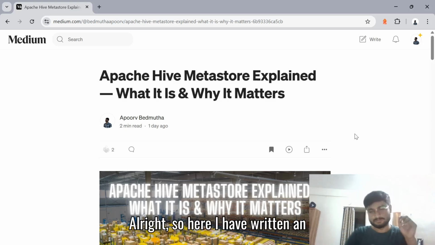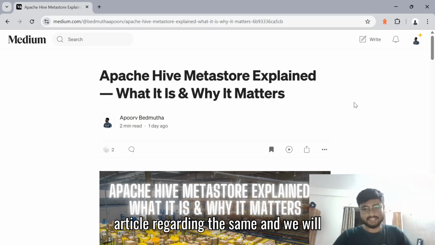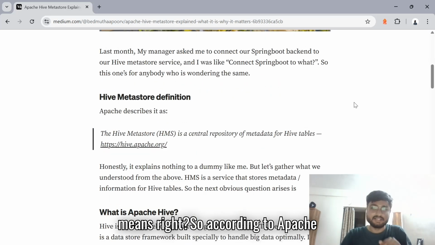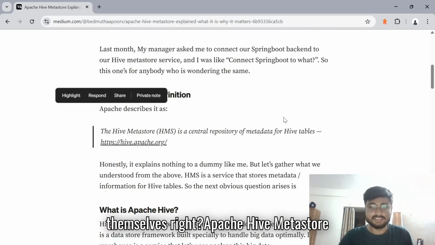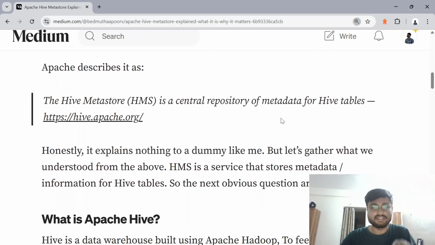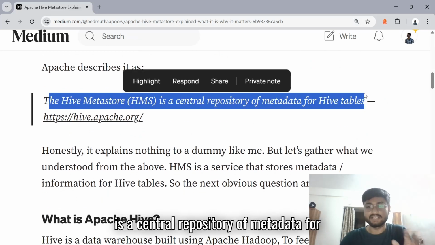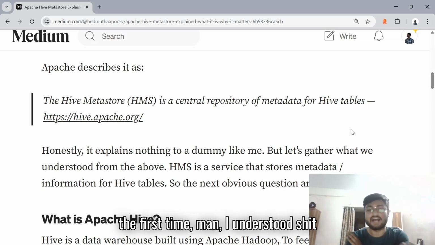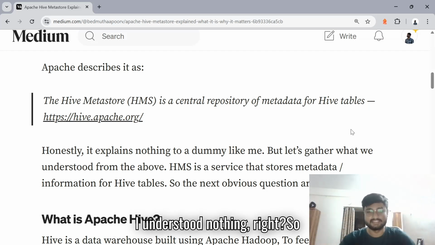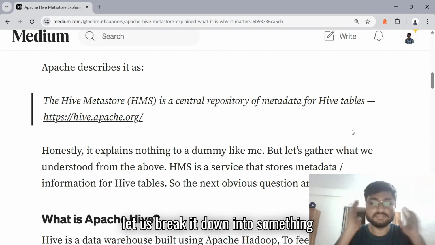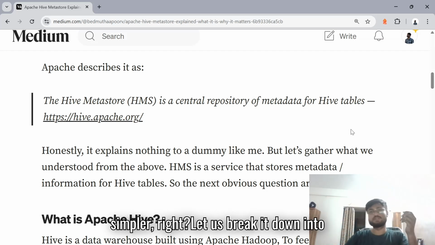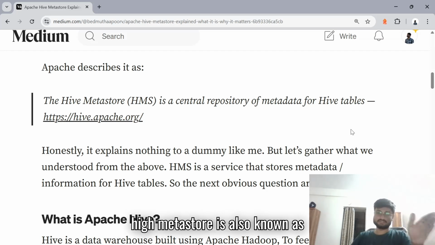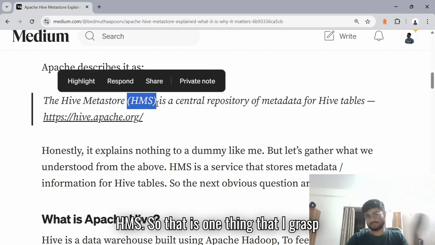All right. So here I have written an article regarding the same, and we'll just go through it together and understand what this exactly means. According to Apache themselves, Apache Hive Metastore is a central repository of metadata for Hive tables. Now, when I read this for the first time, I understood nothing. So let's break it down into something simpler. First, Hive Metastore is also known as HMS. So that is one thing that I grasp from here.